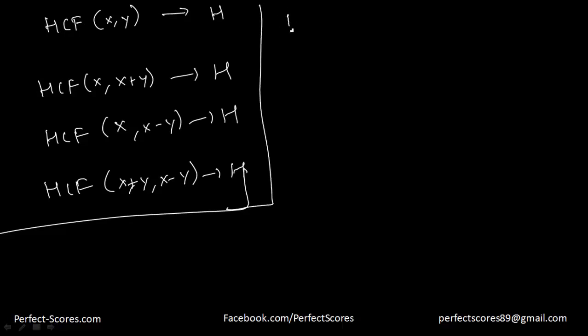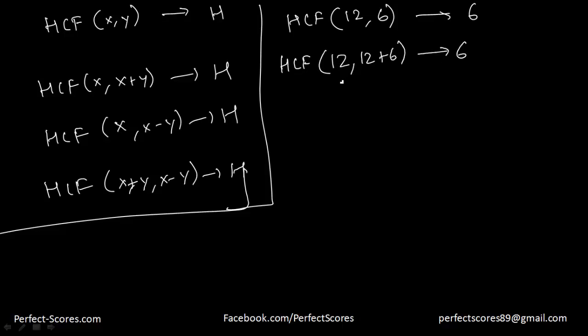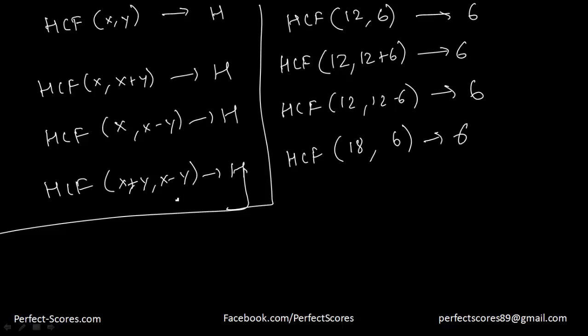Okay, so let's say I want to find out the HCF of 12 and 6, which is equal to 6. As you can see, 6 is the number which is divisible by both. Then what is going to be the HCF of 12 and 12 plus 6? It is still going to be 6, because the HCF of 12 and 18 is 6. Then the HCF of 12 and 12 minus 6 is still going to be 6, and the HCF of 12 plus 6 and 12 minus 6 is still going to be 6. So this is something that will help you to be faster in some questions. Fine. So I suppose you're understanding this point over here, guys.